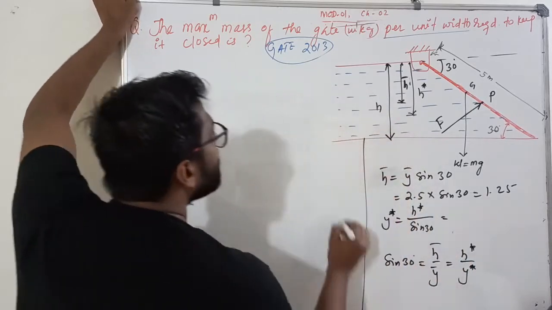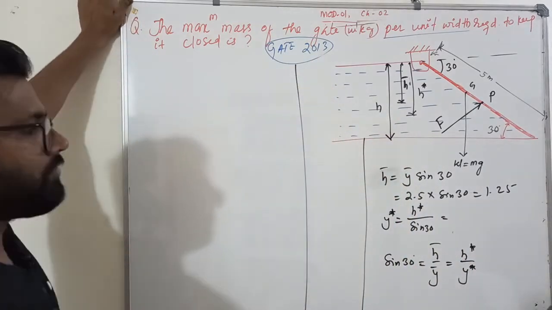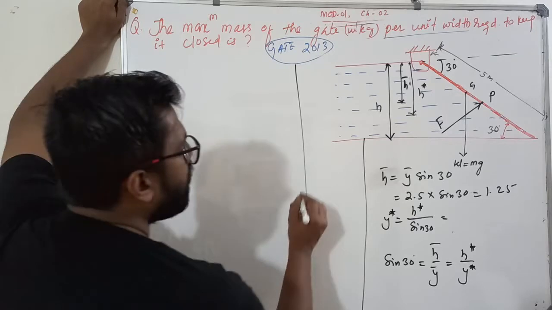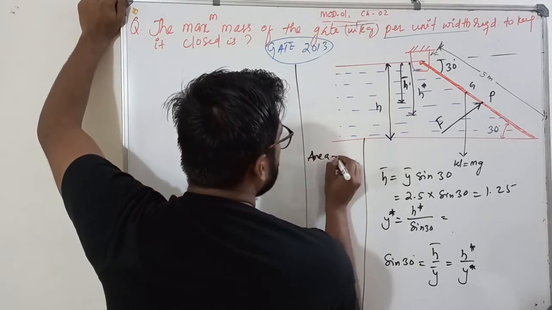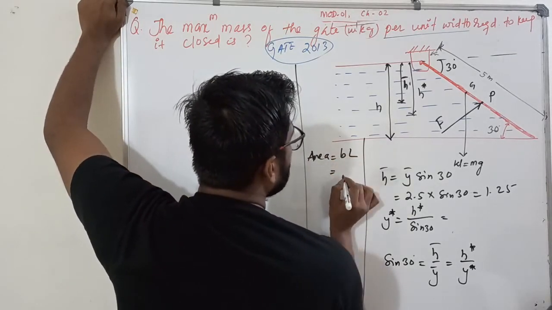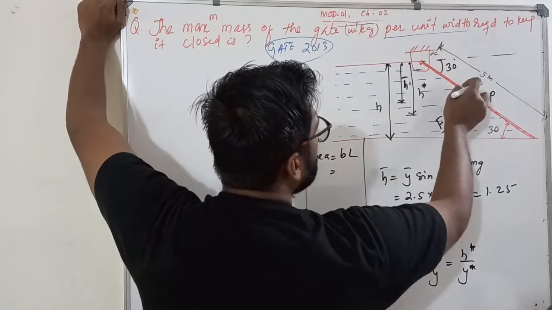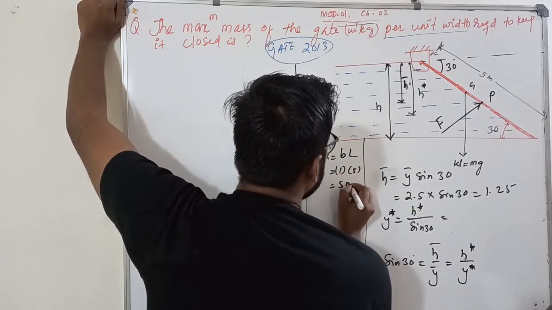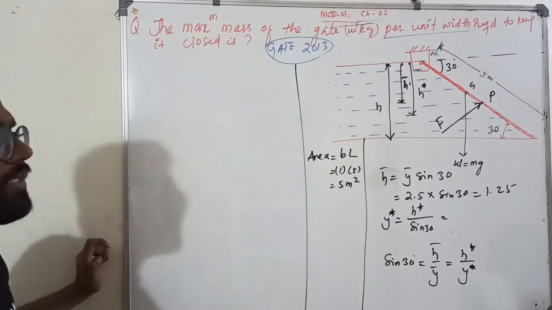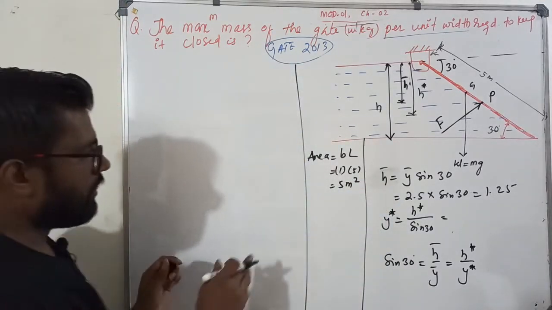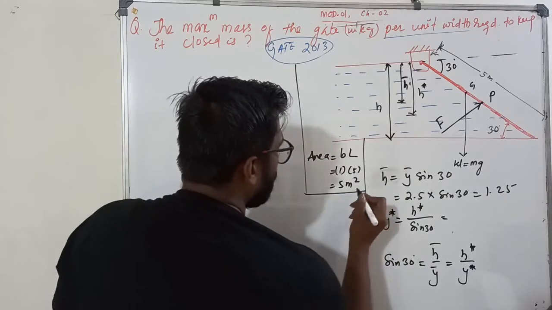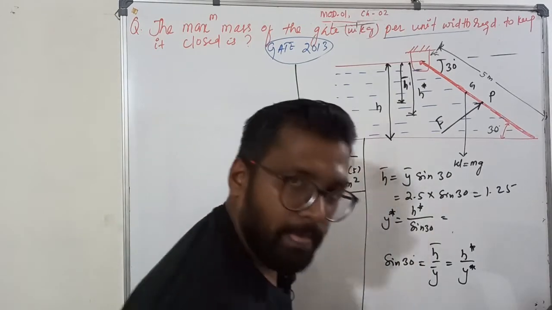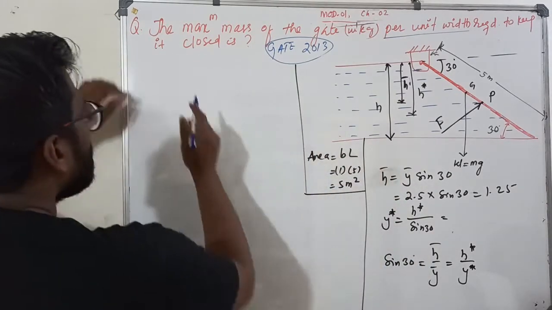Try to understand the problem. We will solve later. First let us understand the problem. What is your area? Area is equal to B into L. B is given as 1 meter, length is 5 meter. So 1 into 5, area is 5 meter square. This much we needed before going for the problem. Now let us go for it.